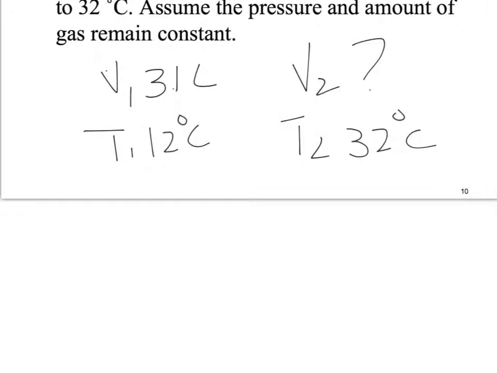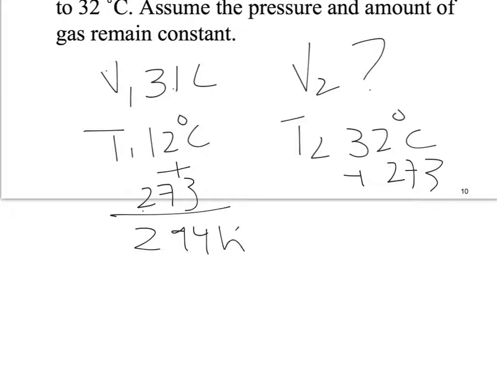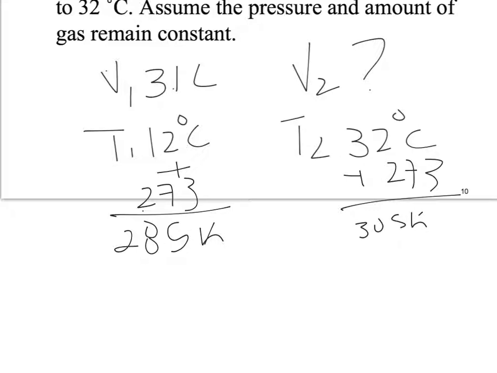Again, because we're dealing with temperatures, the first thing is to convert these temperatures to Kelvin by adding 273. Sorry, I made a mistake here. T1 is 285 Kelvin, and T2 is 305 Kelvin. So we set up the problem and we have our equation.